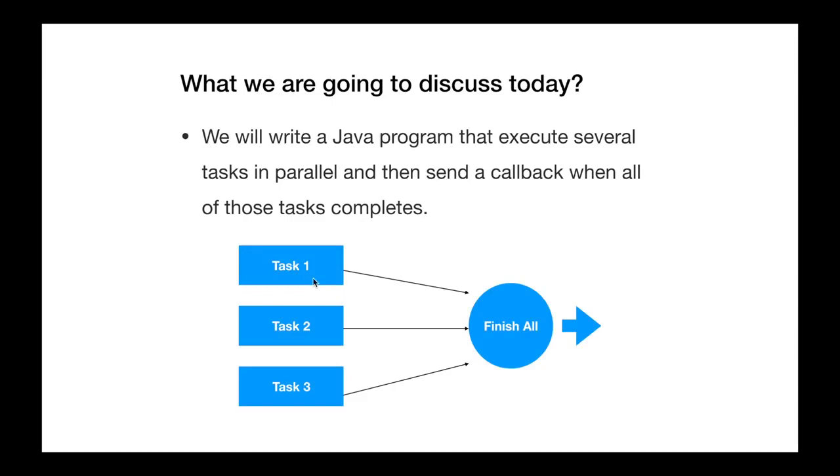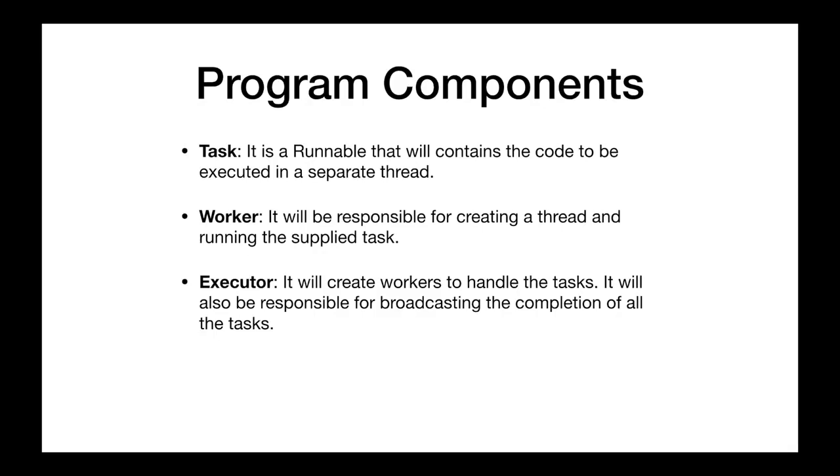Now let's see how to build the programming model to solve the given problem. Let's analyze the problem first. In the problem, we have to create tasks. These tasks will be executed by threads, and then there will be a central mechanism that will notify when all the tasks are completed. So here we can identify three components. First is task, second is worker, and third is executor.